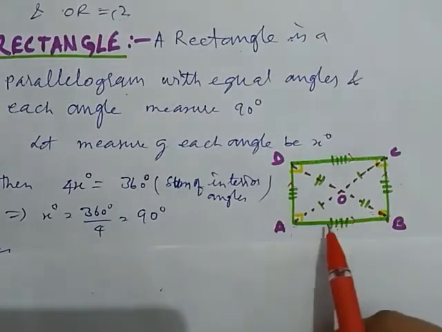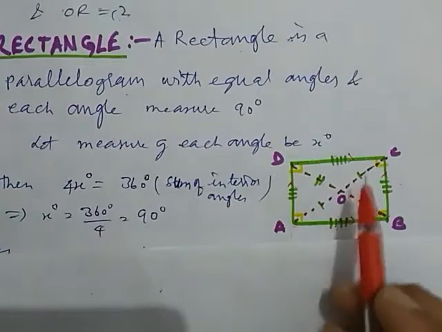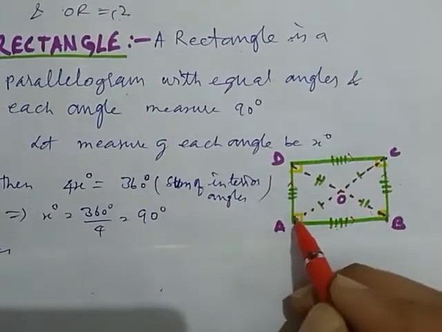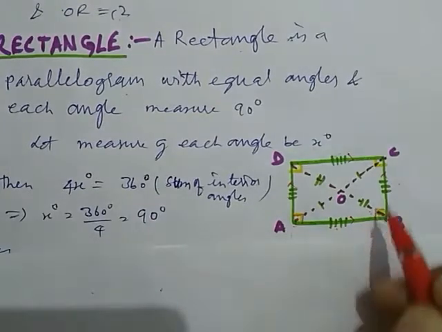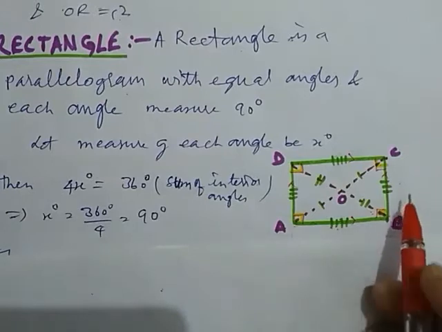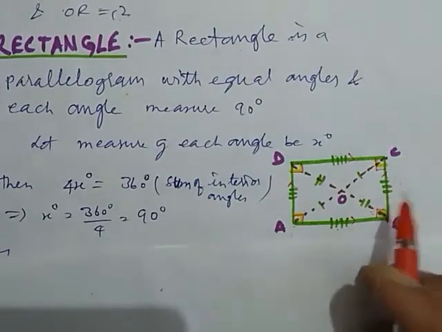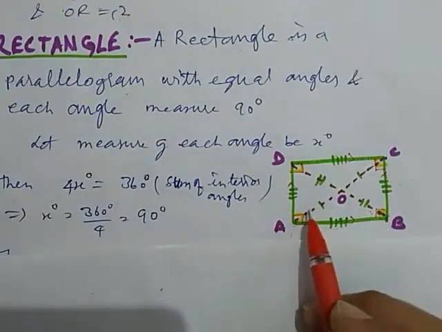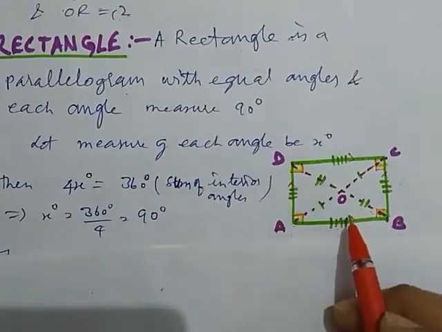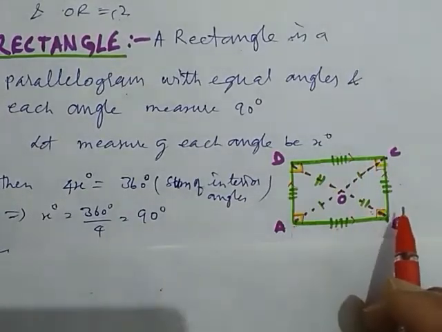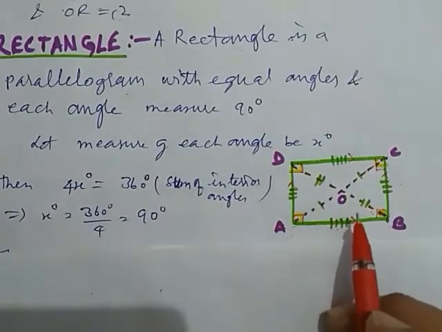A rectangle is a parallelogram with equal angles. All the angles are right angles. This is the special characteristic of a rectangle, that all four angles are equal and each measures 90 degrees. How can we find that the measure of each and every angle is 90 degrees?